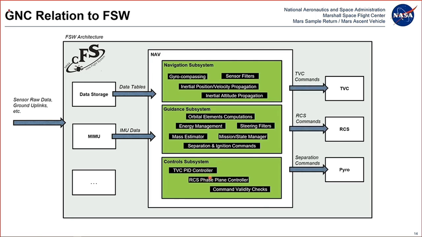After that, we have TVC, RCS, and separation commands all going to their different apps in the core flight system architecture. And what comes out of that then is the actual vehicle actuation, so the vehicle modifying what it's doing after these different apps are modifying their things internally. So that's how we relate to flight software. Essentially, we exist in what's called the Nav app, and we're responsible for designing the software and providing the code specifically to go inside of this Nav app.